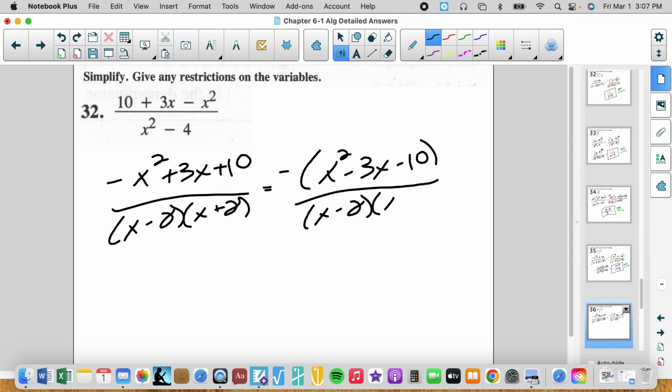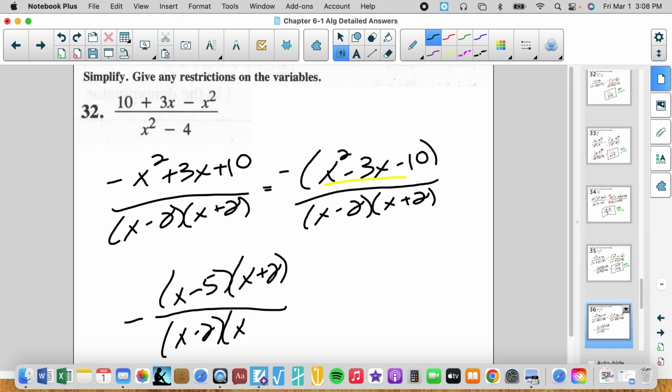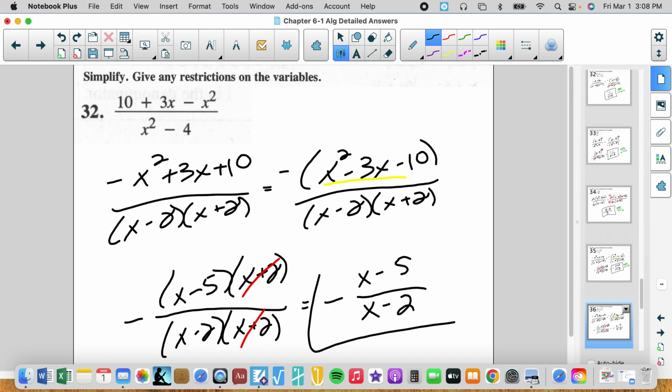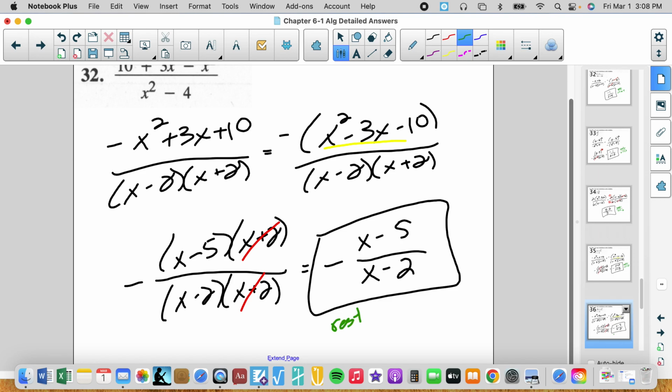X minus 2, x plus 2. Nope. We see that we can factor that. That's going to be the opposite of, and that's going to be factored as x minus 5, x plus 2. That's going to be x minus 2, x plus 2. Those will cancel. We're left with the opposite of x minus 5, x minus 2 as my answer, with the restriction that x cannot equal plus or minus 2.